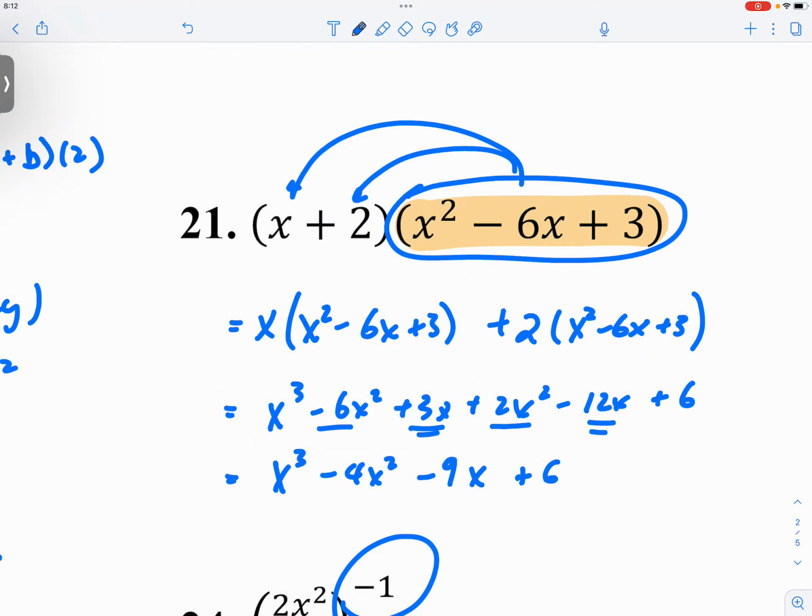Yes? There's a plus 3x and there's a minus 12x, which is negative 9. Okay.